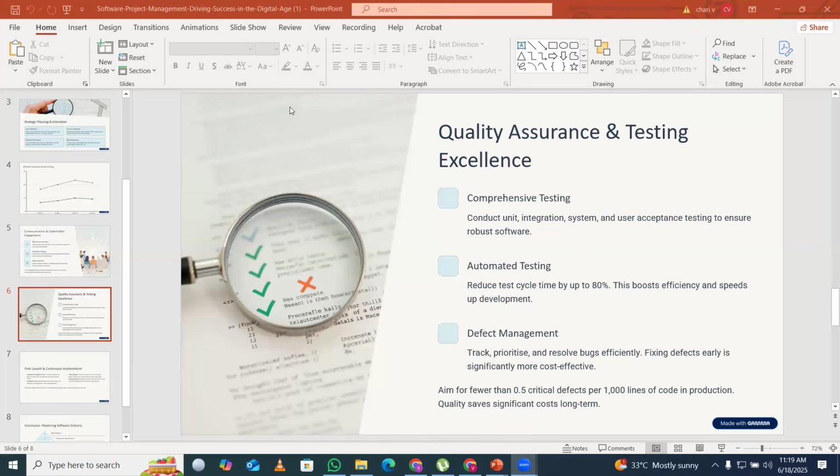Next, we have automated testing. Automated testing means we put in the code and perform some test cases, which automatically test the code and reduce the cycle time by up to 80%. This automated testing boosts efficiency and speeds up development. And we have defect management, where we track and resolve the bugs effectively, fixing the defects earlier, which is significant. All these things we are going to look at.